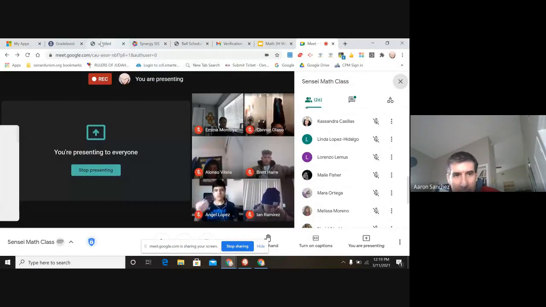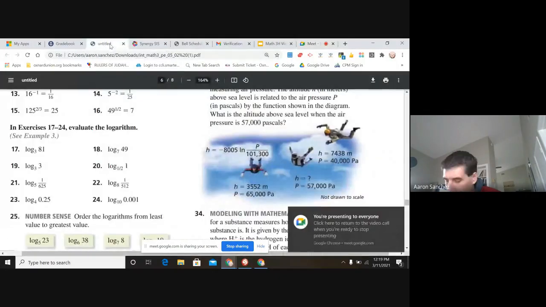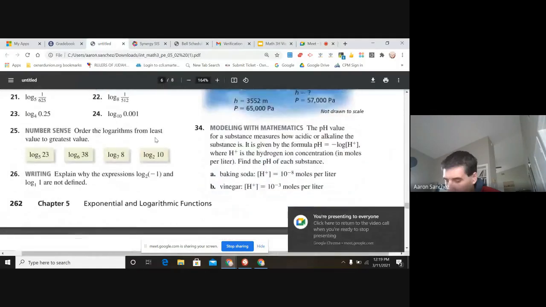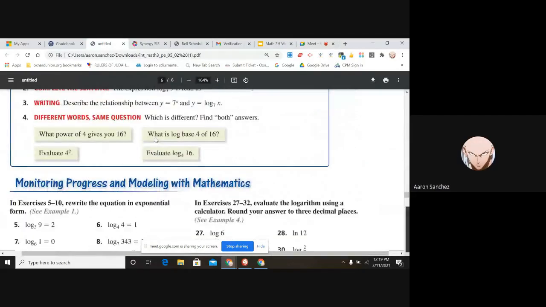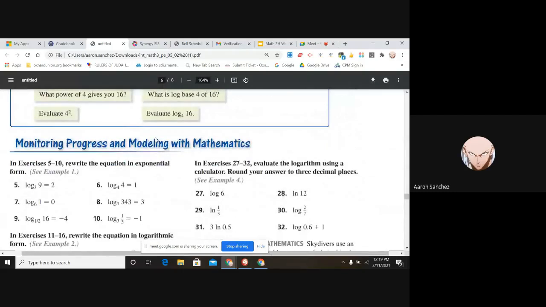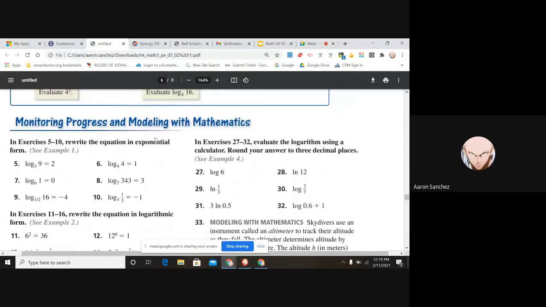What are we at? So that was 23, 25, 27. Okay. Evaluate the logarithm using a calculator. Okay, so now everyone get their scientific calculators. I'll give you a minute to get your scientific calculators. And if you don't have it, write this down. Log 6.